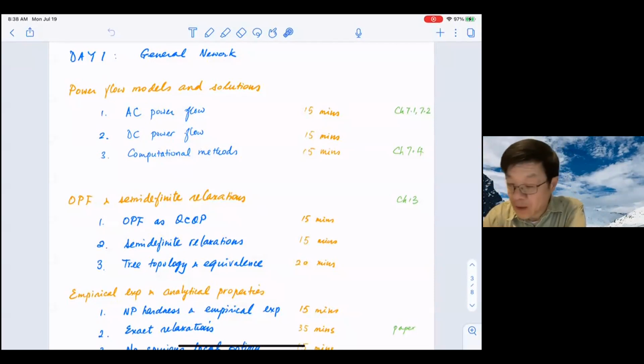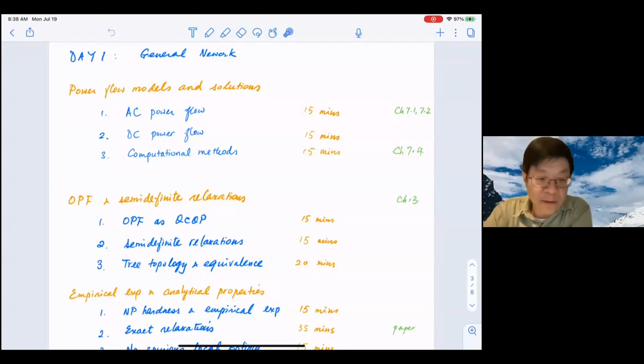The first block will cover the basics, a review, hopefully for most of you, if not all, of power flow models and the solution methods. We'll cover AC power flow and DC power flow very briefly, just so that we have all the notation down and we're on the same page, and the basic computational methods. The green piece refers to the notes on Canvas, if you can access them, and this refers to the sections in the notes, chapters 7.1 and 7.2.